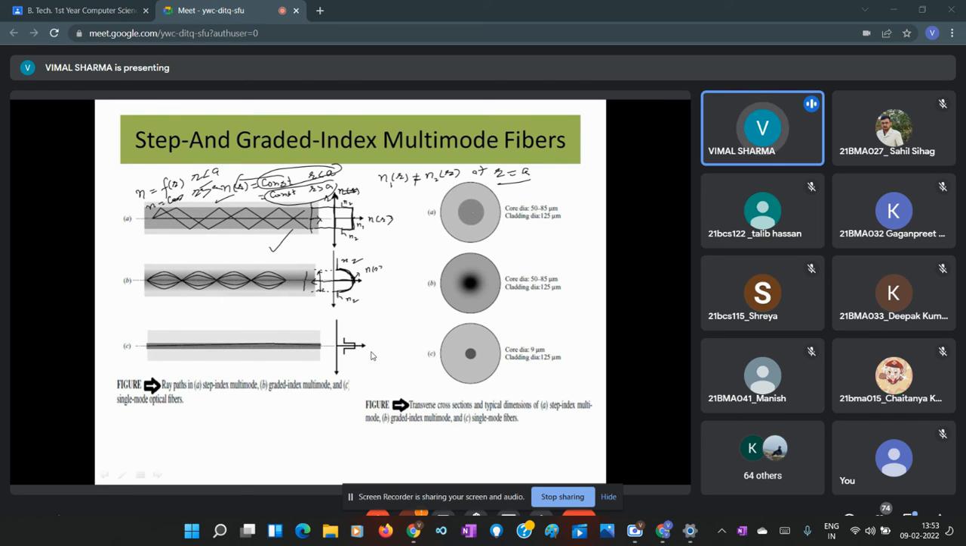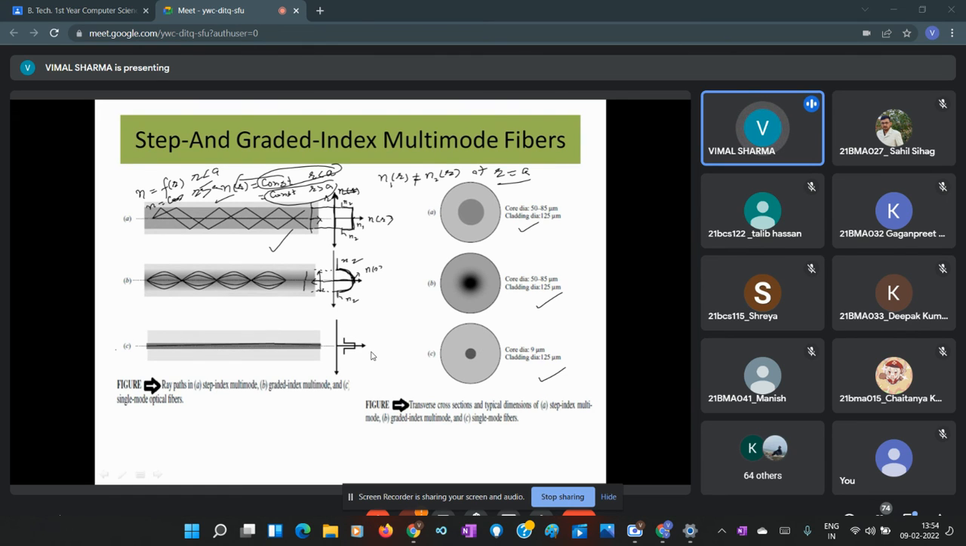Diagrammatically it is shown. You can see here they have shown it with color. They have shown uniform color for core, so it means uniform refractive index, same refractive index. Here you can see that the central part is darker than the outer region, so it is shown that the refractive index is more at the center, and then gradually it decreases as we move towards the core cladding interface. Dimensions are also given.